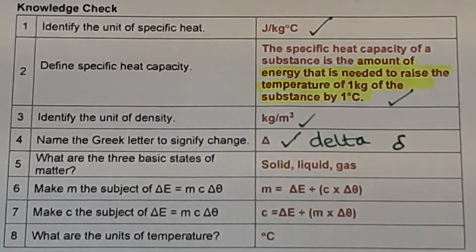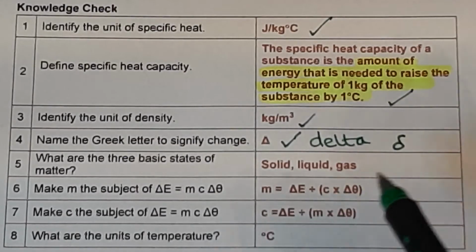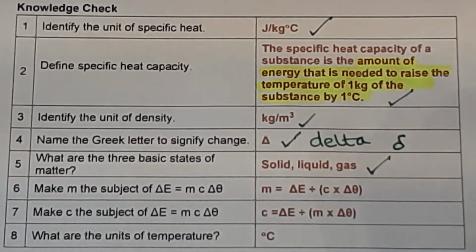But in this case, we're going to be using the triangle or capitalized version of the letter. Question 5. What are the 3 basic states of matter? Well, they are solid, liquid, and gas. 1 mark for all 3. When it says 3 basic states, we do not want to include plasma in that. So if you've written plasma, it is wrong.